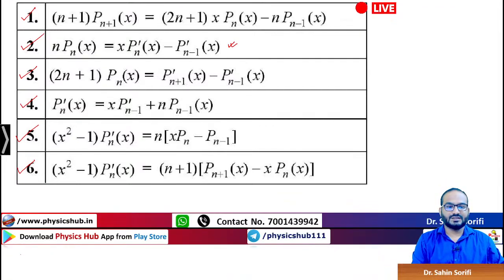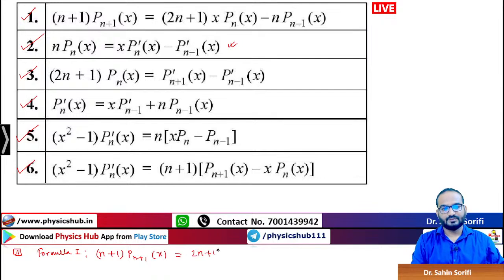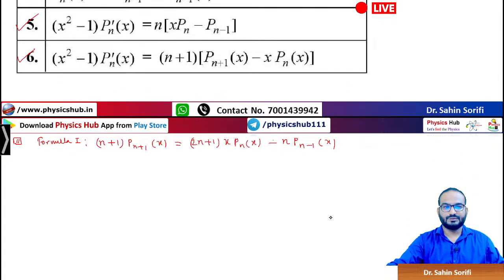So the first formula, let's go for that. (n+1)P_{n+1}(x) equals (2n+1)x P_n(x) minus n P_{n-1}(x). This we need to prove.